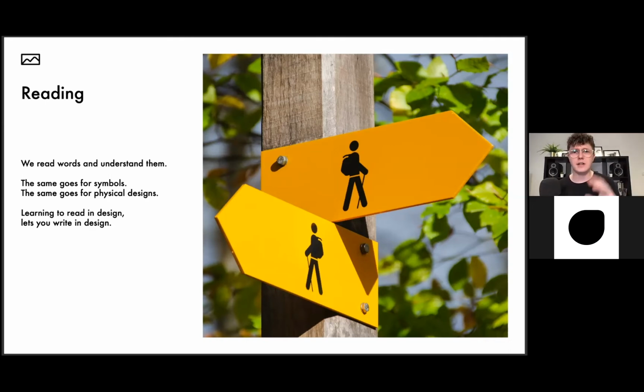And it's almost like another language, right? It's called semiotics. It's the study of how symbols and signs have meanings, and you can read and gather meaning from those symbols without ever having a word said about it, right? The same thing goes for physical designs. And not many people understand that. And a lot of the time, you need to learn to read design before you can start writing design. And that goes for words, symbols, and 3D objects as well.